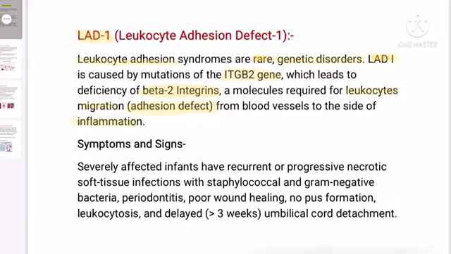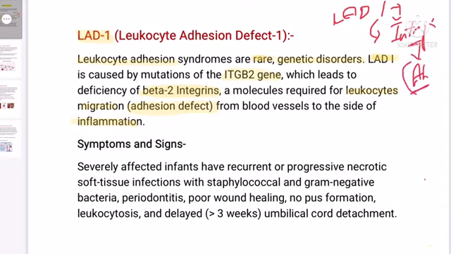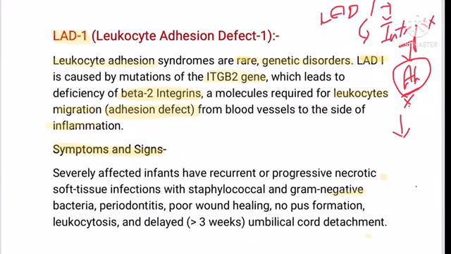So maybe you understood that LAD 1 is similar to I, so you can remember it like this: 1 is integrin, and integrin helps in the formation of adhesion. If there is a defect in integrin, there will be a defect in adhesion, so there will be no migration of the neutrophil. What will be the signs and symptoms?